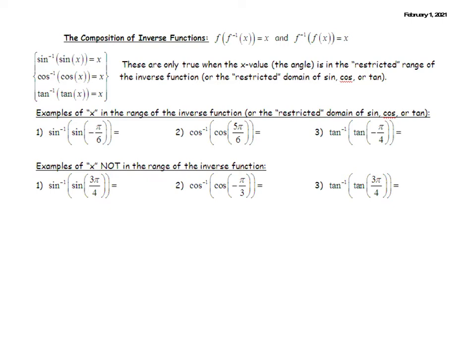So, the inverse sine of the sine of negative pi over 6. What's the sine of negative pi over 6? Well, we know that negative pi over 6 is an angle right here in the fourth quadrant, and the sine of that is going to be negative a half. So that means we're taking the inverse sine of negative a half, and of course that's going to equal negative pi over 6.